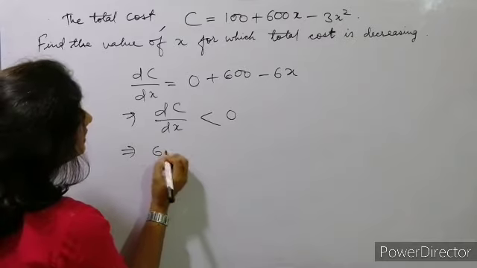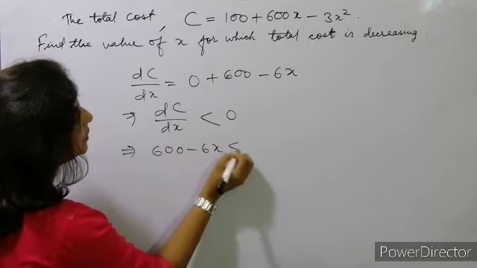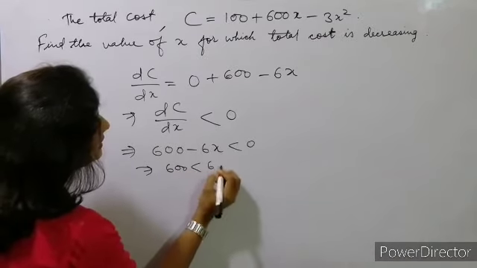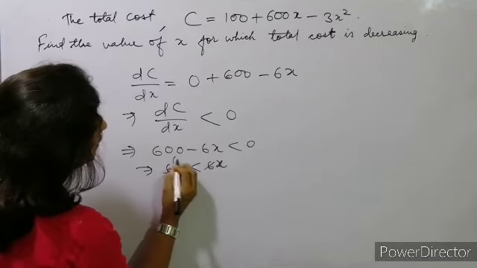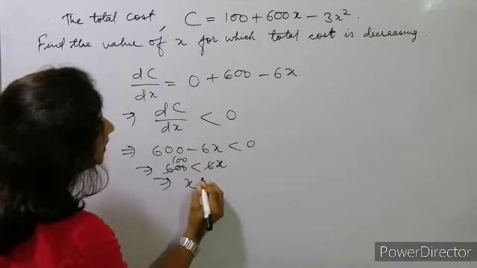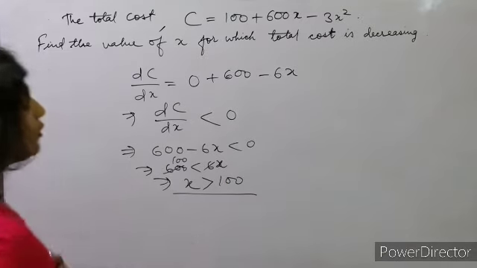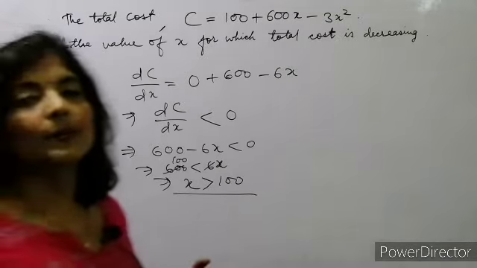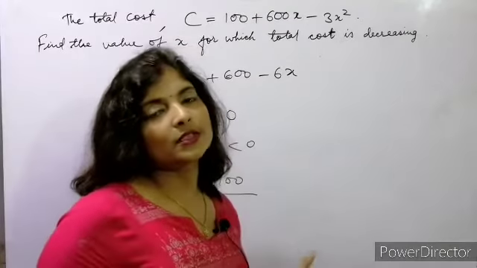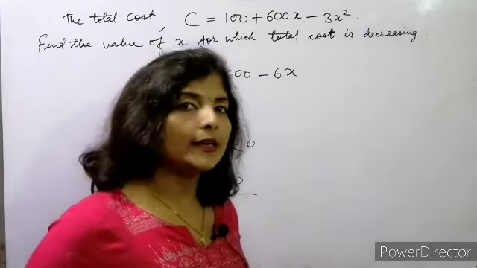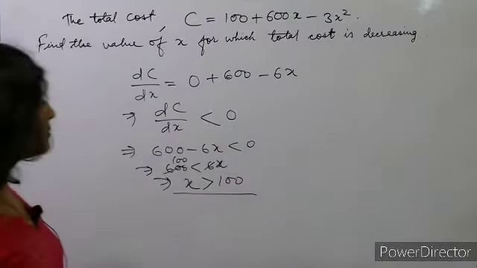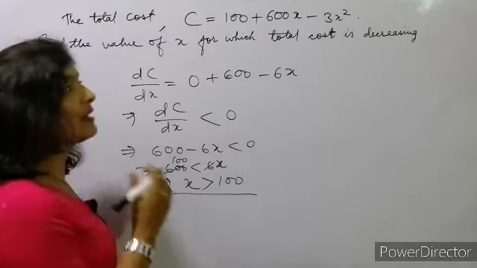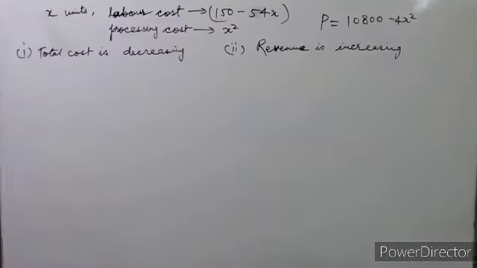It means 600 minus 6x should be less than 0. It means 600 should be less than 6x, that is 100. So x should be greater than 100. If the value of x is greater than 100, then the total cost will be decreasing. So the total cost function will be a decreasing function if the number of items is greater than 100. This part, total cost decreasing, is very easy.